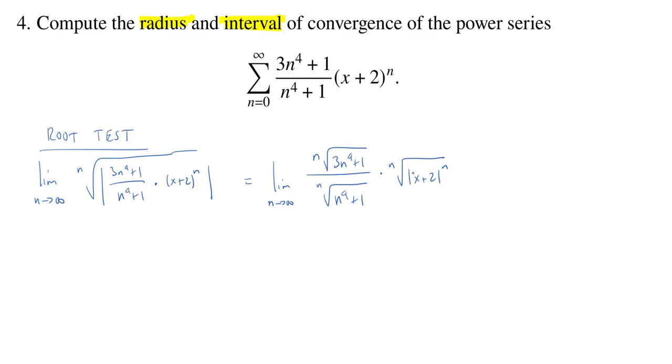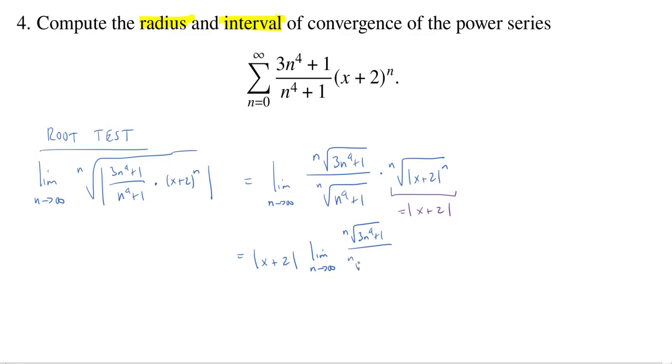Now, let me look at this third factor first, because that's the easiest one. The nth root of the absolute value of x plus 2 to the n is just going to be the absolute value of x plus 2. And you'll notice this doesn't have any n in it. It's a constant with respect to n. So I'll be able to pull the absolute value of x plus 2 out of the limit. And now I'm just left with the nth root of 3n to the fourth plus 1 over the nth root of n to the fourth plus 1.